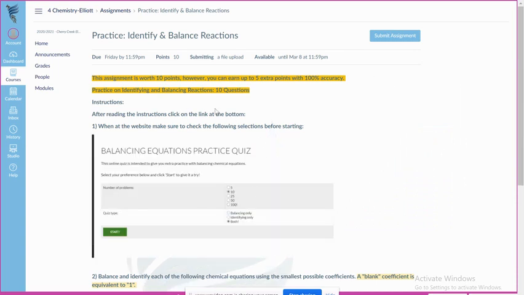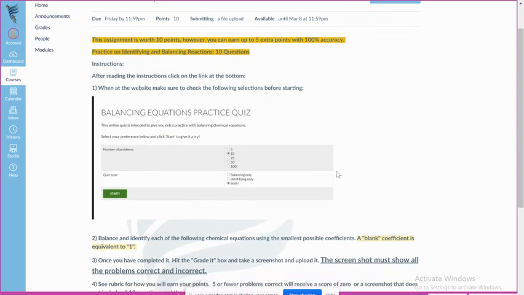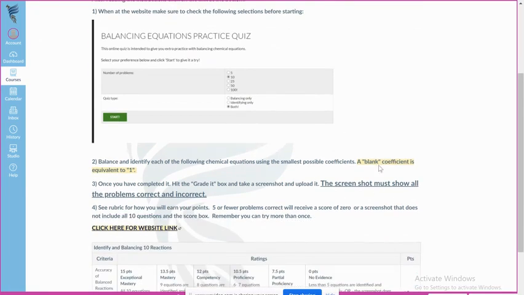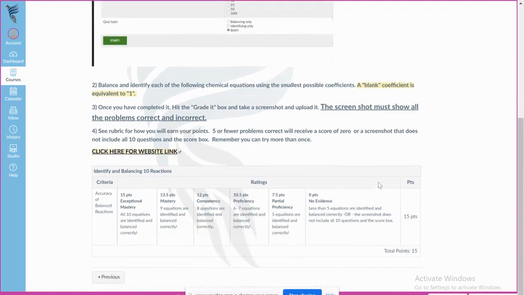So you'll see something that looks very familiar to you. We've actually done this specific site before, but this time we're going to be doing 10 questions like before, but this time identifying and balancing them. So identifying which of the 5 types and then balancing them. So you'll hit start. Please make sure that you go ahead and have a screenshot that shows all of your questions correct and incorrect and shows your final score. So I need to see all of them.